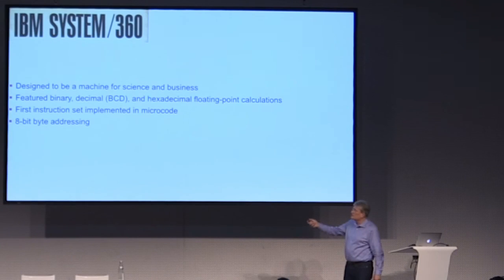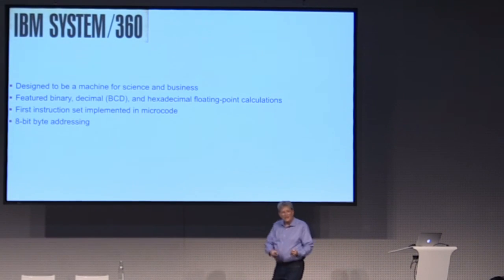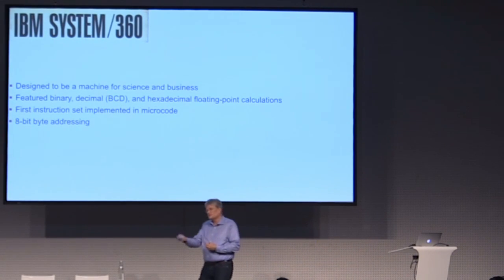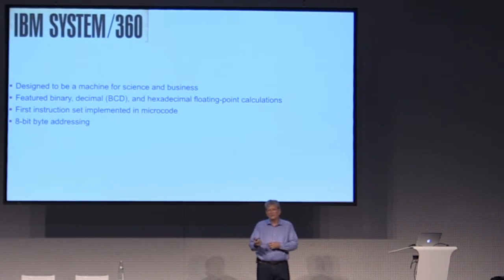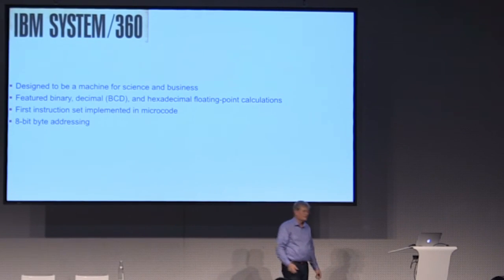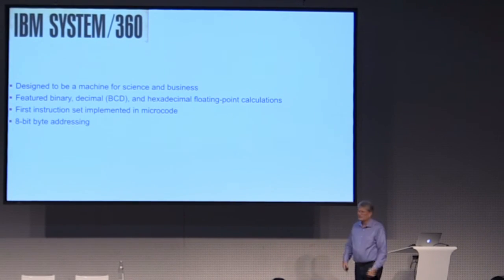What IBM said is, well, if we're going to support text, then we want to be able to address each individual character separately. Before, you would do these weird things, like if you needed the third character in the word, you would have a machine language instruction that says, load the word and then pull out the third character of that word. So it made things very complicated.